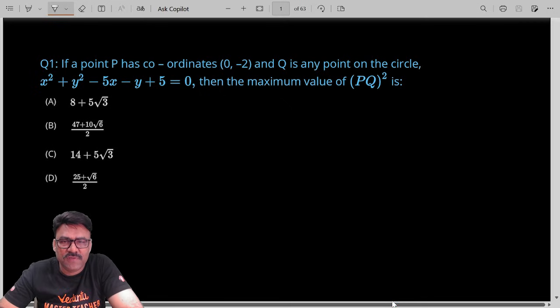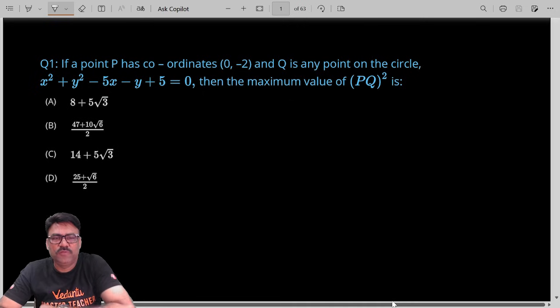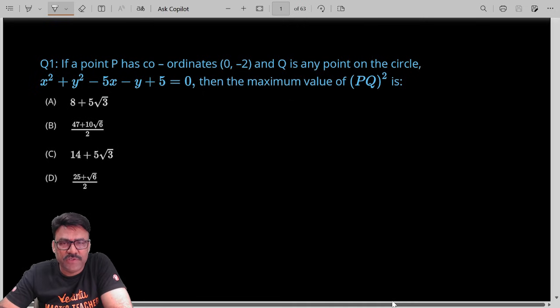So let's see the question on your screen, and it is based on circle. You are given a point P 0, -2. Q is any point on this circle. So what will be the maximum value of PQ whole square, right? If you check 0, -2, just put x is equal to 0, y is equal to -2 in this circle, so you are getting a positive value, which means this point P is actually outside the circle.